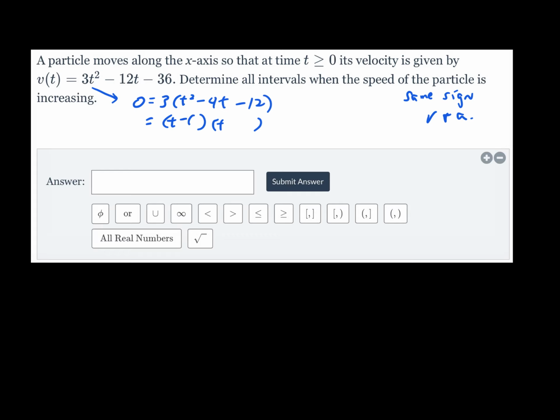So I believe we need a negative 6 and a positive 2. All right, so this one is going to give you t equals 6, and it's going to give you t equals negative 2. Negative 2 is not in our interval, so we have time equals 6.